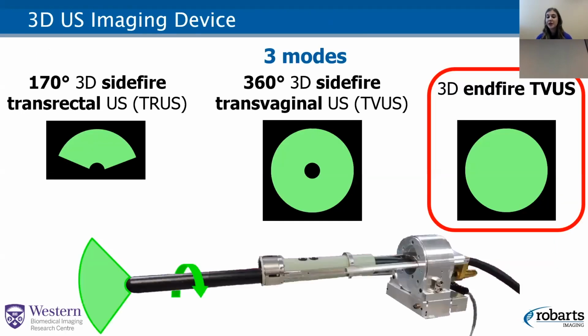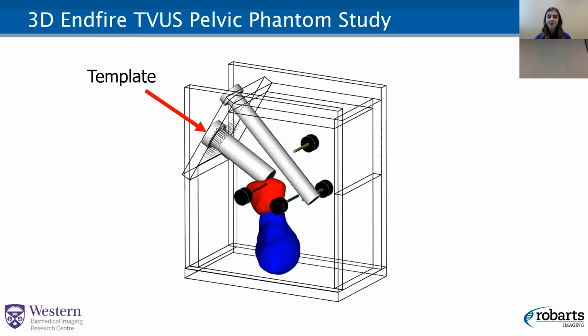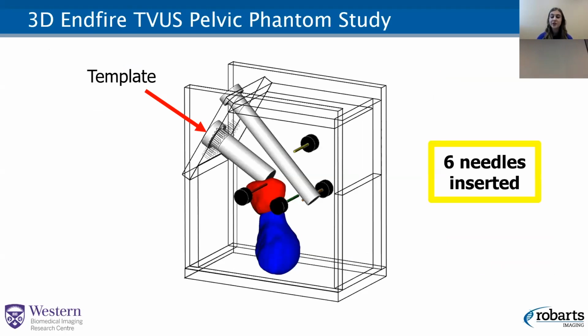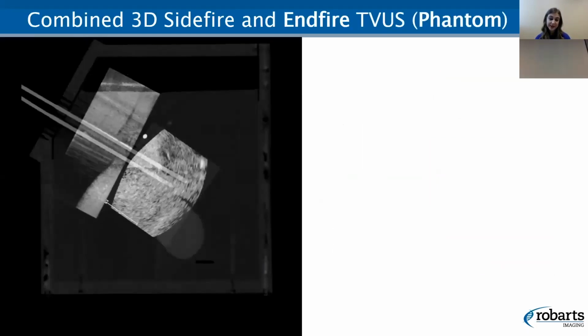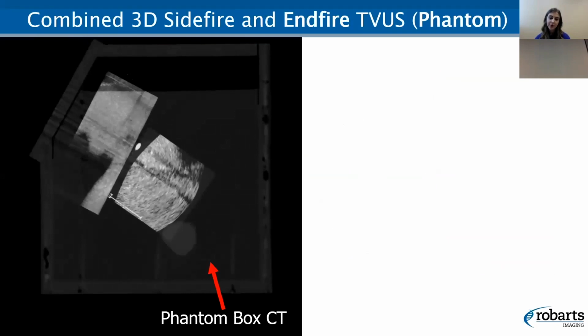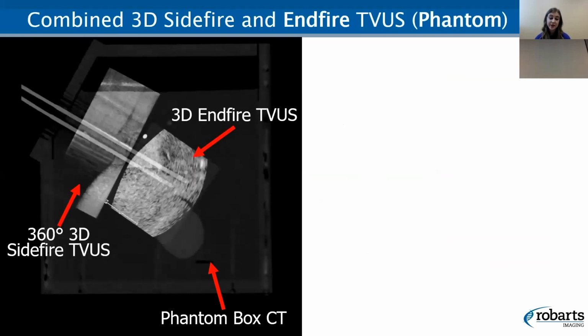And so we're hoping to mitigate that by incorporating the 3D Endfire transvaginal ultrasound as well, which to date has been tested in a pelvic phantom study. And so this phantom includes a template that mimics the clinical procedure, and we inserted 6 needles as a proof of concept. And so here you can see overlaid on the CT of the phantom box, both a 3D Endfire and Sidefire transvaginal ultrasound image.